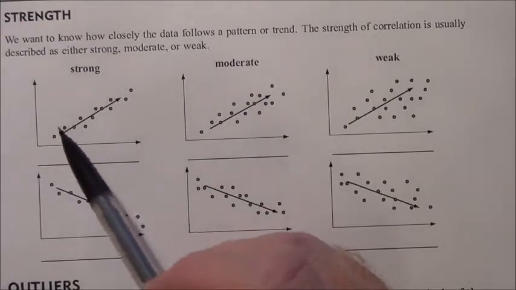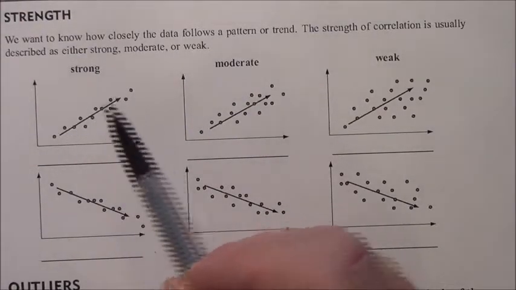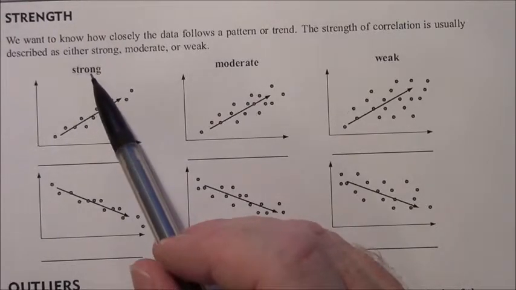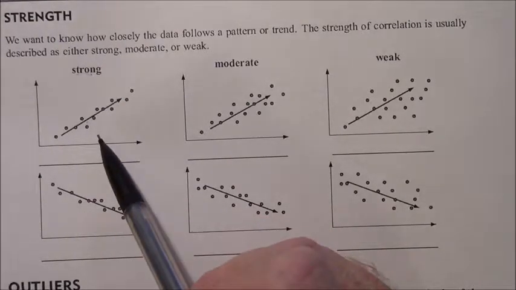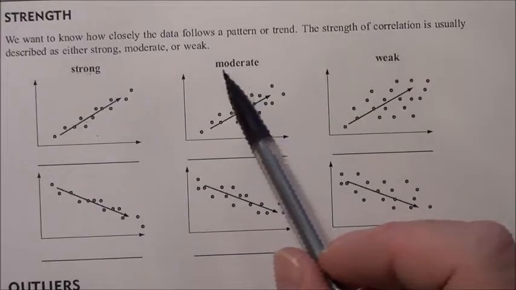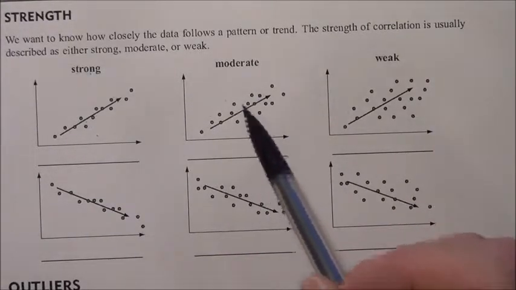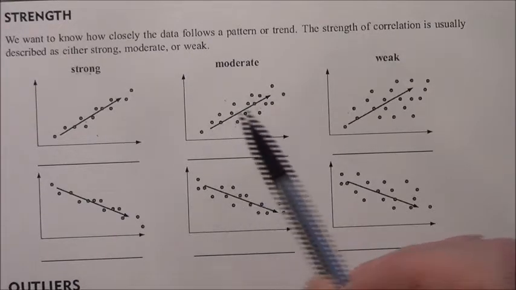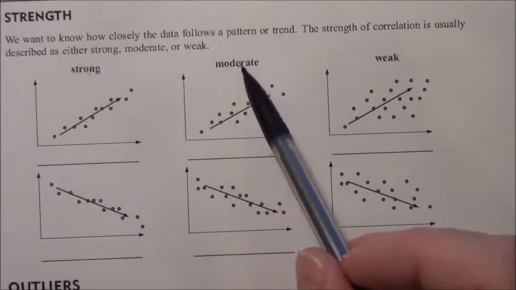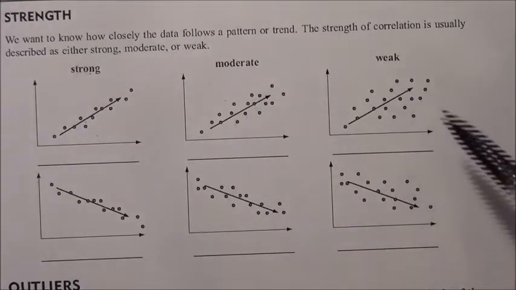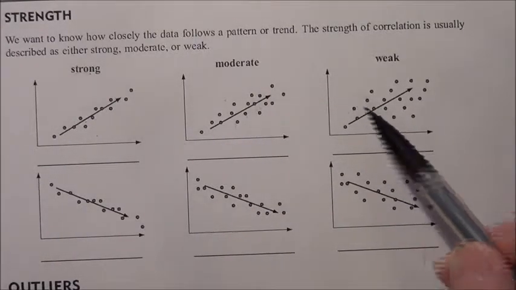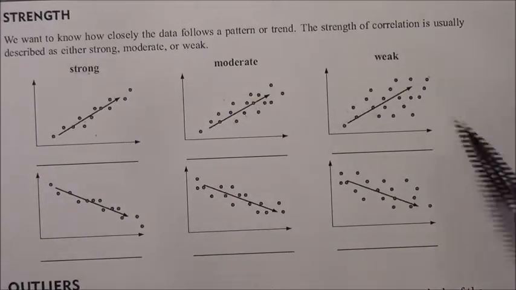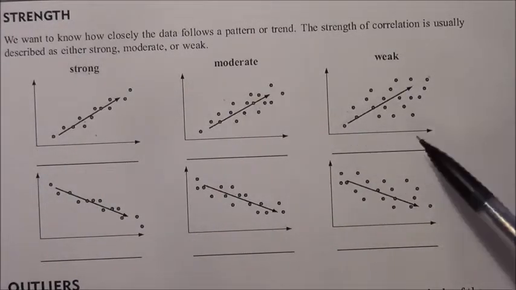So if the points are clustered very, very closely around that line, then we say it's strong. So we can say that would be strong positive correlation. When the points are a little bit wider, a little bit spaced further apart from that line, we call it a moderate positive correlation. And then if the points are even further away from the line, from the general trend line, then we call it weak positive.